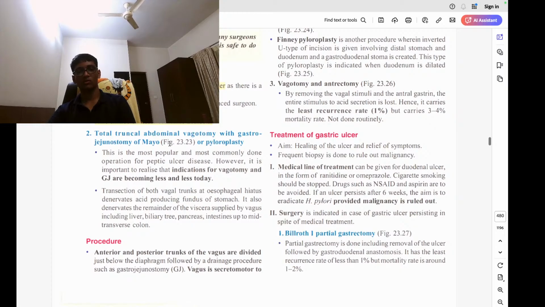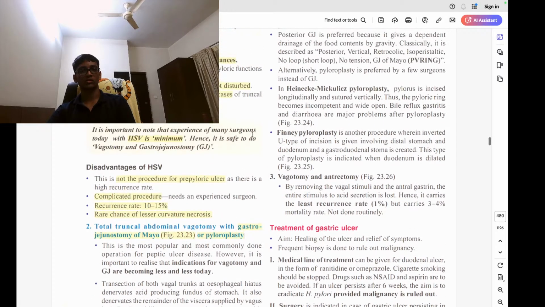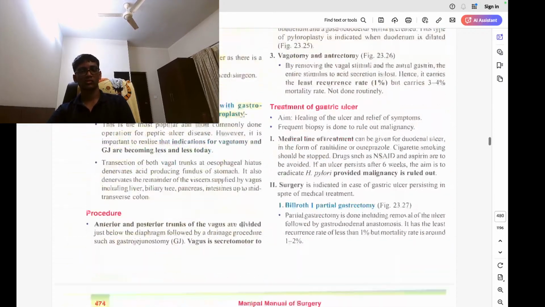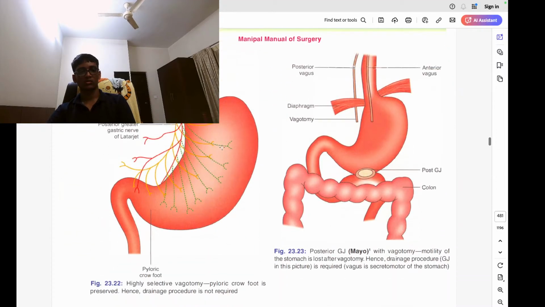Total truncal abdominal vagotomy with gastrojejunostomy, or Mayo, or Heineke-Mikulicz pyloroplasty. In highly selective vagotomy, the pylorus is preserved, hence a drainage procedure is not required.